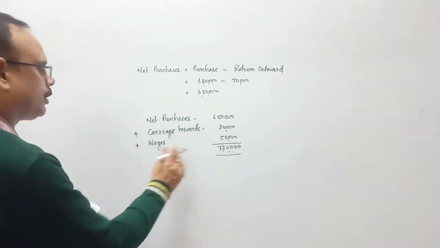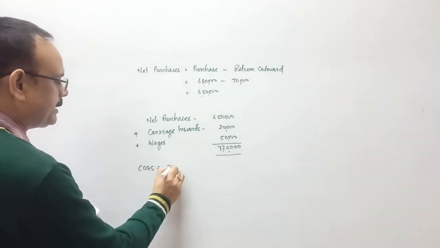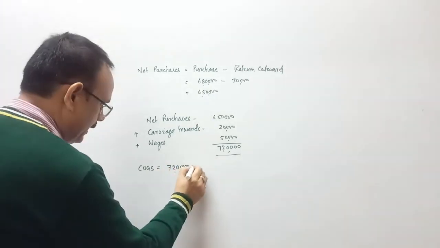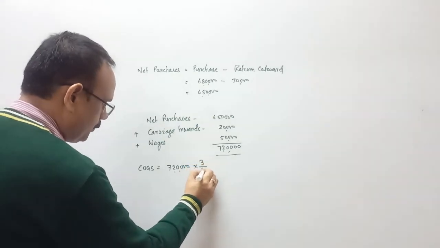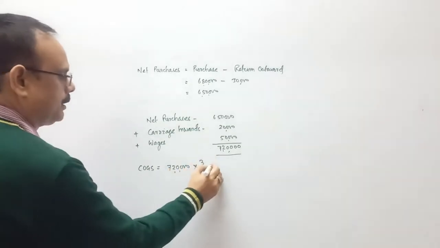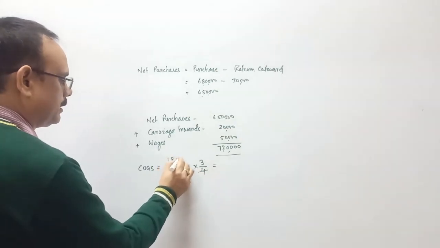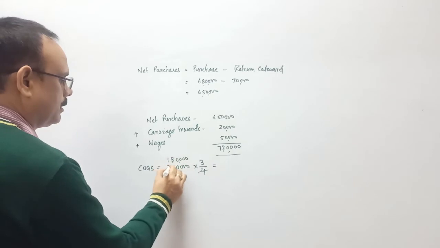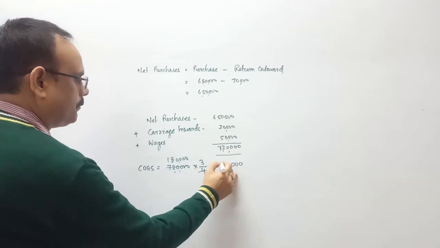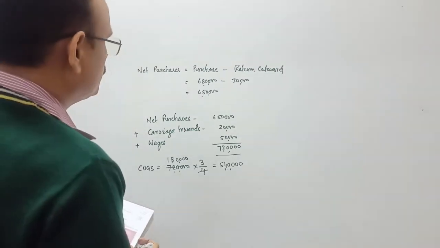Here it is given that 3/4 of the goods are sold, so 3/4 is the cost of goods sold. Cost of goods sold is equal to 7,20,000, the total cost, into 3/4. So 3/4 of 7,20,000 is 5,40,000, which is the cost of goods sold.